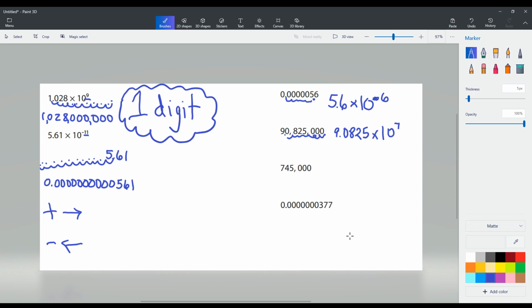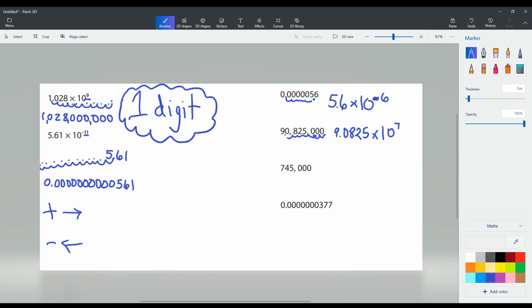This 90 million is a really big number. So that means it's going to be a positive. That's another way to know whether it's positive or negative. If you're converting a really big number, this has to be a positive exponent. If it's a really small number like this one, then it has to be a negative exponent. Because this 7 means that when I convert it back to standard form, I have to move that decimal 7 places to the right to create that really big number.